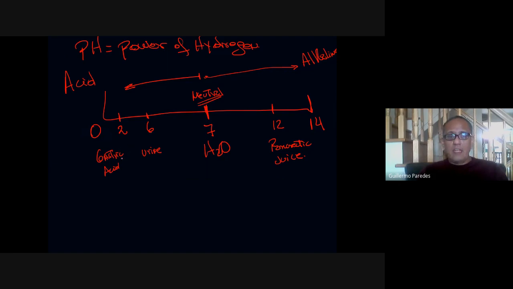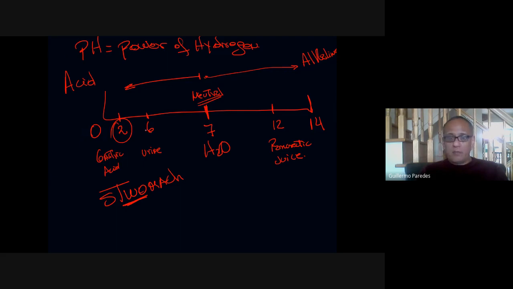Gastric acid is pH 2. Sounds ugly, but you say stomach. Two. Stomach. Right? Just to remember the pH of the stomach, gastric acid is 2.